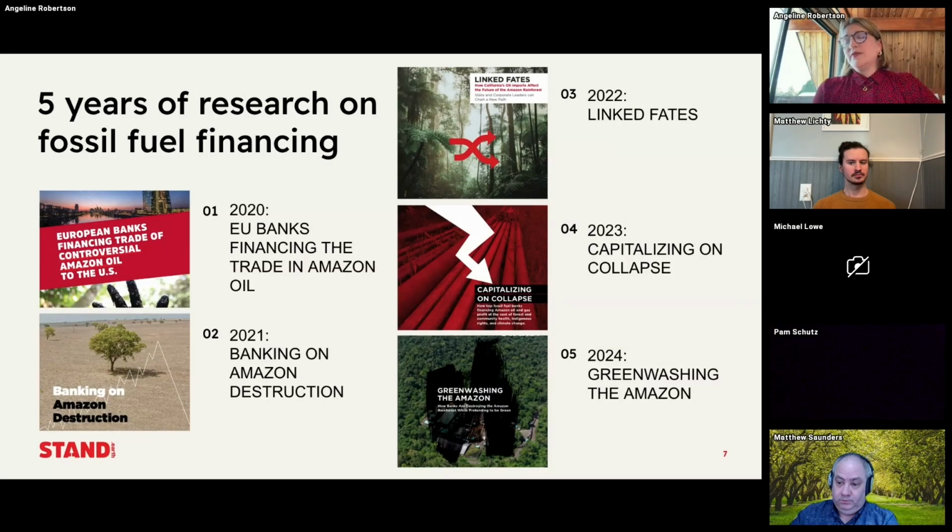In 2023, we published our Amazon Banks database for the first time and highlighted the outsized role of just 8 top international banks financing fossil fuel production in the Amazon. They're responsible for over 50% of the financing that we observed. And in 2024, we really delved into the idea of the gulf between bank policy and their practice of financial decision-making and uncovered the greenwashing that exists in the financial system.